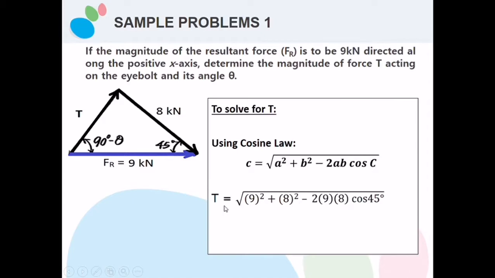The force t is equal to the square root of the square of the two sides, which is 8 kilonewton squared plus 9 kilonewton squared minus 2 times the product of two sides, and then cosine of the opposite angle of t, which is 45 degrees. Okay, so using your calculator, we can say that the force t is equal to 6.57 kilonewton.